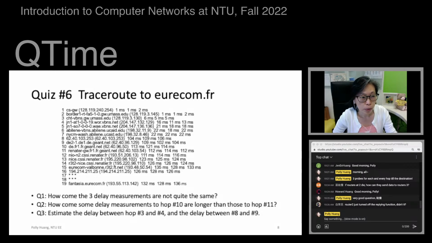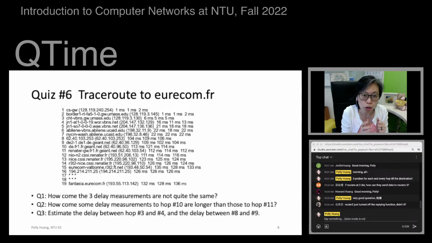So, quiz 6. Essentially, I'm asking you to examine this measurement output from traceroute a little bit closer. If you pay attention to that video that I just played, you should be able to answer Q1. How come the 3 delay measurements to the same hop, same router, are not quite the same? How come?